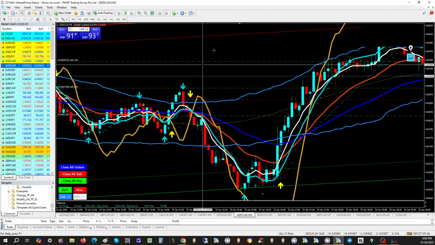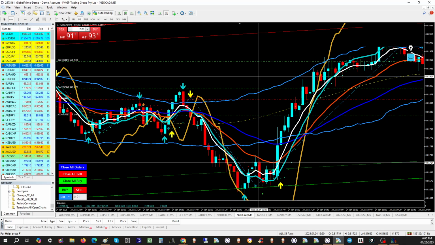1500, first trade of the day. Right there, all the way up. There's 23 pips right there. Next trade of the day is right here. All the way down, almost.